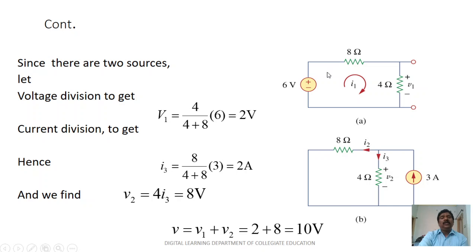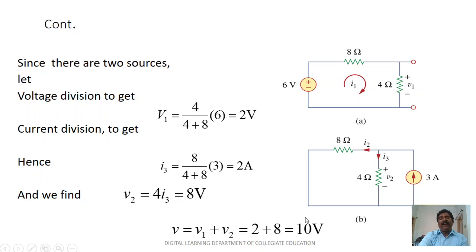So when you see the 6 volts taking one circuit, what is the voltage drop across the 4 ohms? The simple voltage divider rule we can follow here. That is 6 volts into 4 ohms divided by 8 plus 4, which gives the voltage, that is 2 volts.